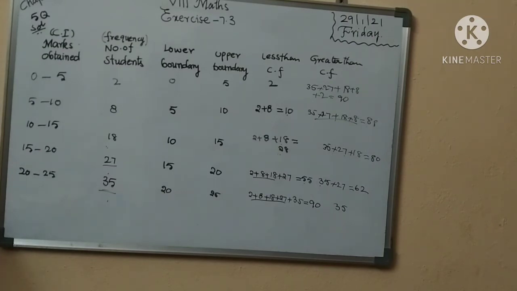Okay children, now draw the graph. In this problem, two types of graphs are given: the frequency distribution histogram and the frequency curve. So draw the less than cumulative frequency graph and draw the greater than cumulative frequency graph. Okay children, did you understand? I hope you understood these 5 problems.